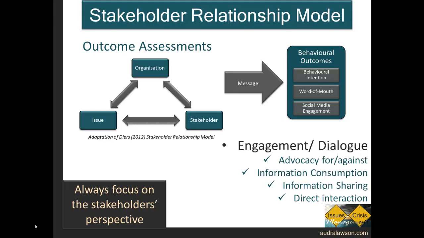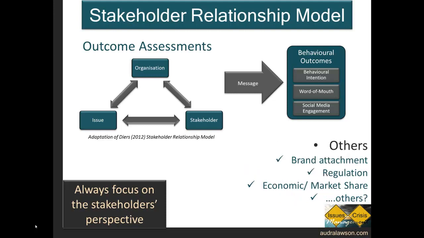Finally, beyond word of mouth, what are stakeholders going to do about the issue and organization? Will they advocate? Seek more information? Will they share the information that they find? Will they reach out? Knowing how stakeholders are likely to follow up and with whom is also useful to know ahead of time.